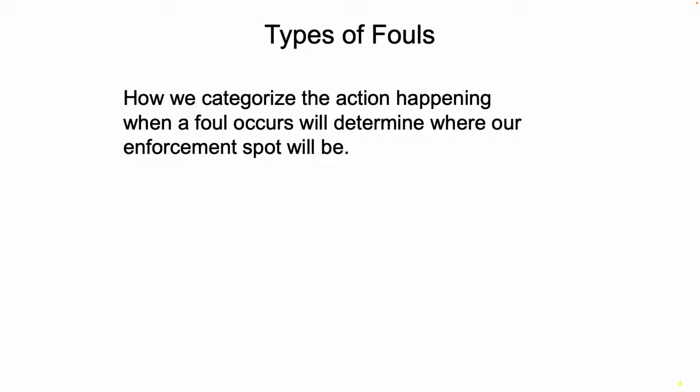So to begin, how we categorize the action happening when a foul occurs will determine where our enforcement spot will be. We're going to use a couple different categorization methods to determine what was going on when that foul occurred. Use that to determine our basic spot or our enforcement spot, and then we'll be able to enforce the penalty correctly.